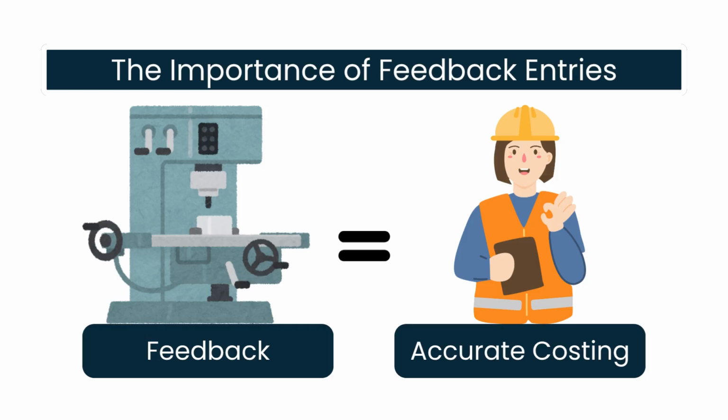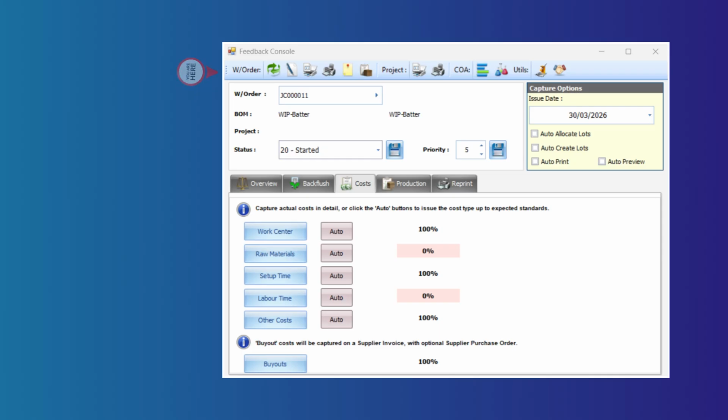Why is this so important? Well, overheads like work center times and labor are often the hidden costs in manufacturing. By capturing these actuals, you ensure your works orders reflect the true cost of production, making your financial reporting a single source of truth. Let's take a look.